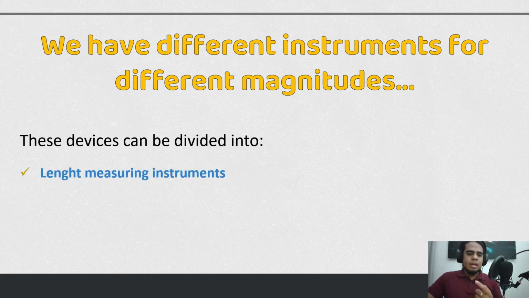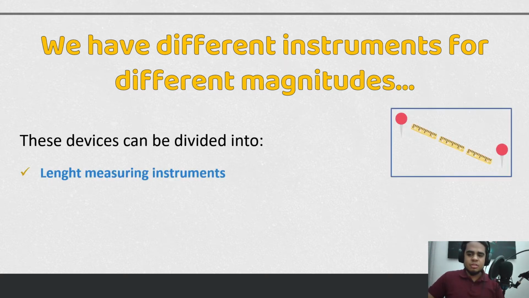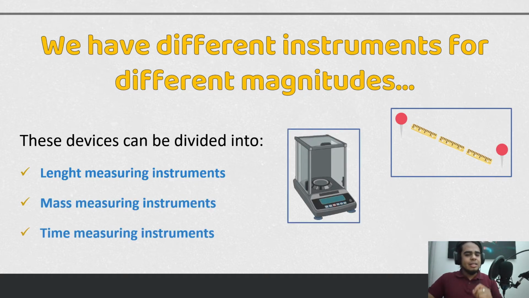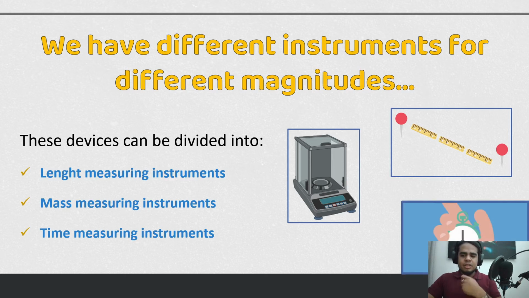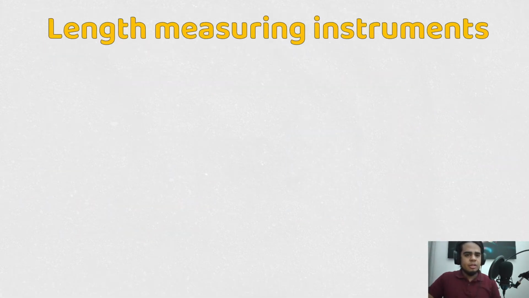We have length measuring instruments, such as a ruler, mass measuring instruments, like a balance, and time measuring instruments, like a clock or a timer. So let's start with length measuring instruments.